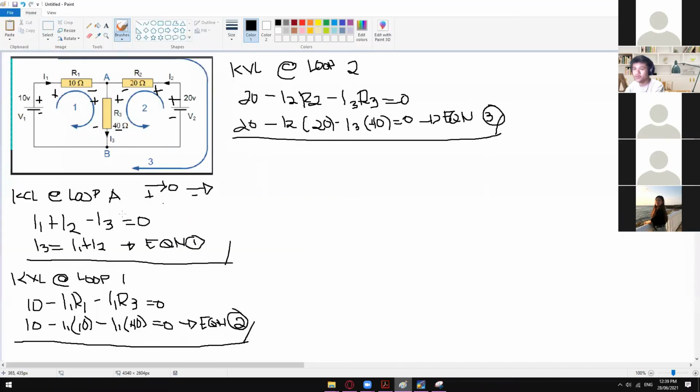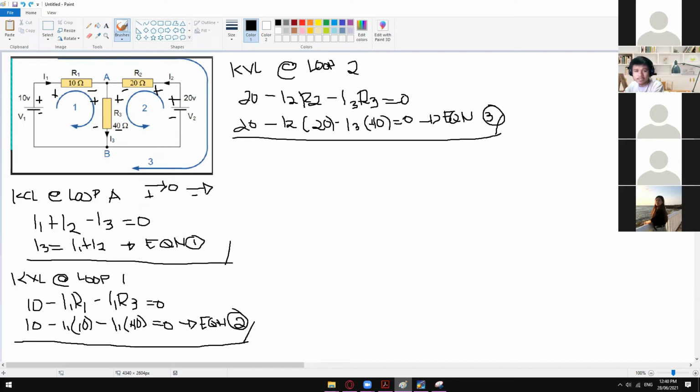In order to do that, we have to use equation number one right here. We have to know the value of I1 and the value of I2. Once we learn the value of those currents, we can solve for the value of I3. We can actually use equation number three and number two to solve for one variable. But before we do that, let's take a look at our missing variables.